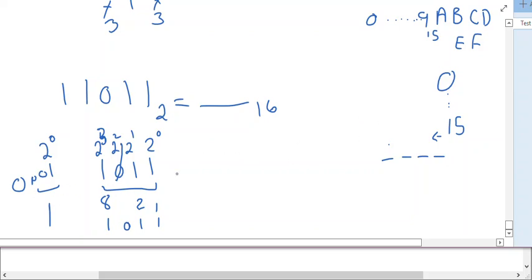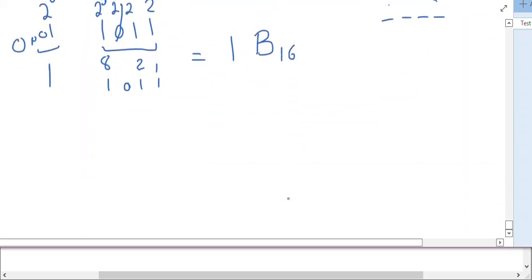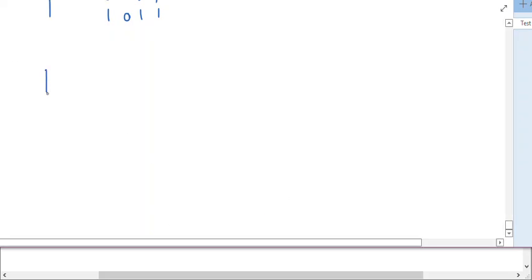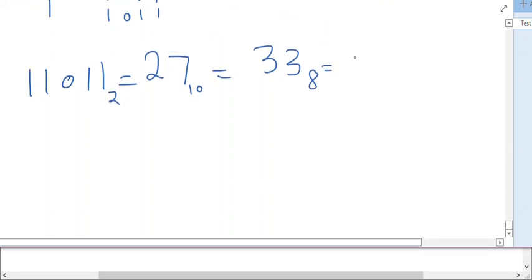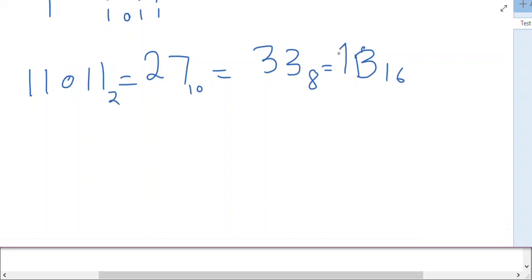Now the first number, if we add 8 plus 2 plus 1, it is 11, but in hexadecimal we should be using only a single digit, and we know that after 9, A represents 10 and B represents 11, so we get 1B base 16. So what we get so far is 11011 base 2 is equal to 27 base 10. It is also equal to 33 base 8, and it is also equal to 1B base 16. Okay, now is it correct?